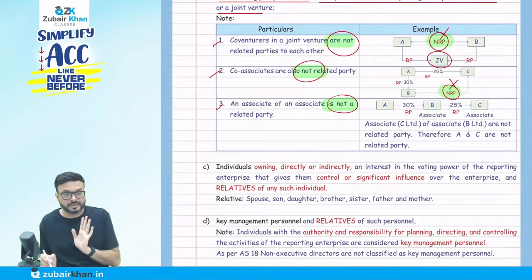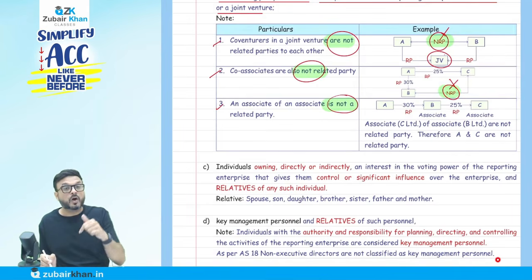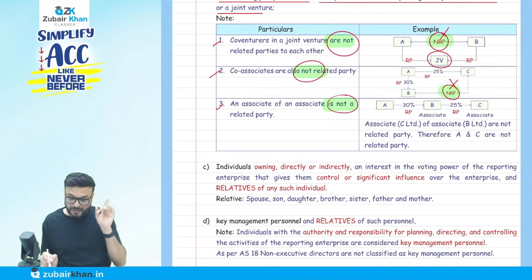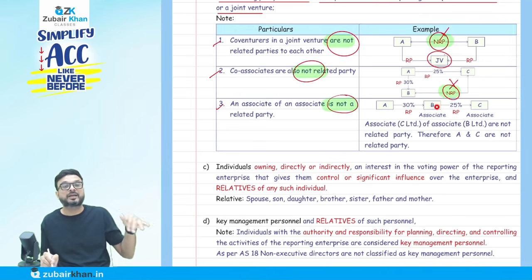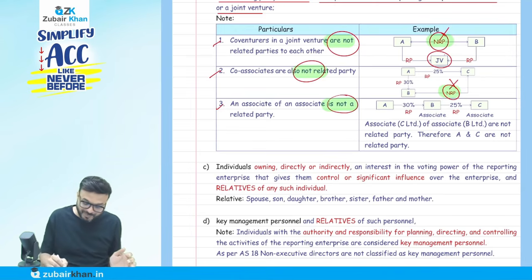You will never forget this point now. The friend of your girlfriend is not your friend. The associate of B is not your associate. Okay, so A and B are related, B and C are also related, but the associate of my associate is not my associate. A and C are not related parties.